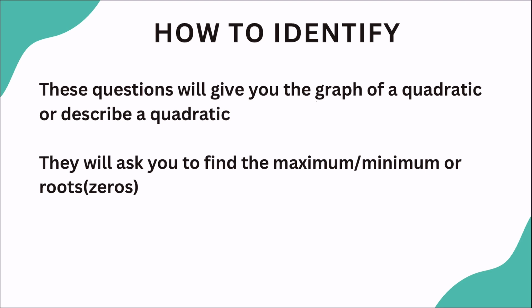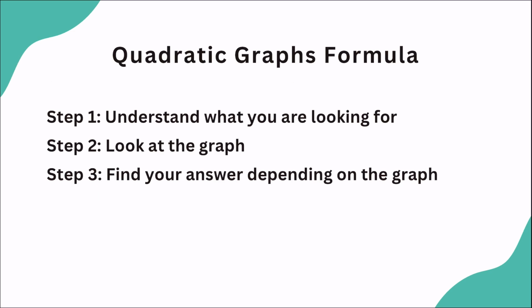So how do you identify these? Well, these questions will give you the graph of a quadratic, or they're going to describe the quadratic, kind of graphically. So they'll ask about some aspect of a graph, like the maximum or minimum, or they might ask you to find the roots/zeros. So here's our quadratic graphs formula. First, we're going to understand what we're looking for. Second, we're going to look at our graph. And then third, we're going to find the answer depending on our graph.